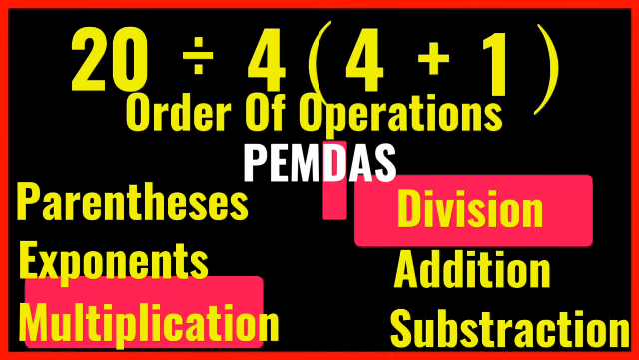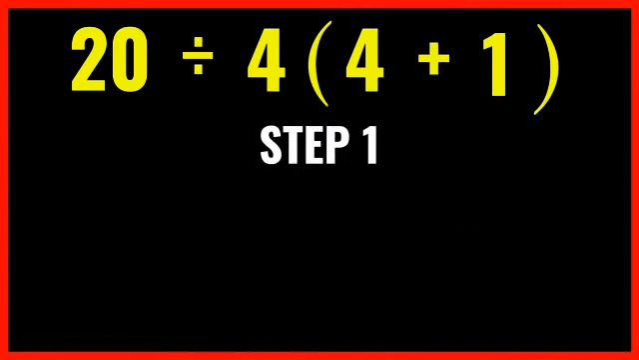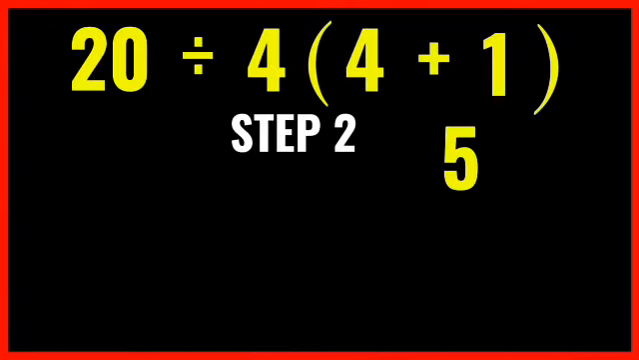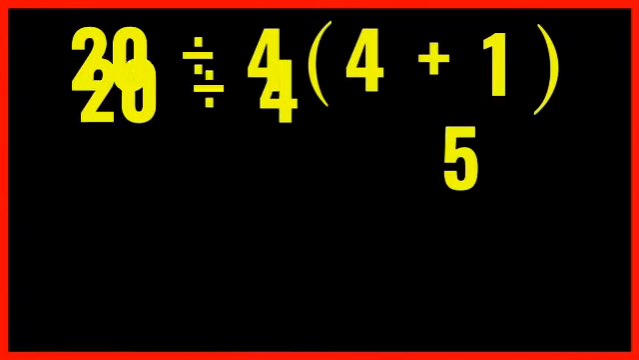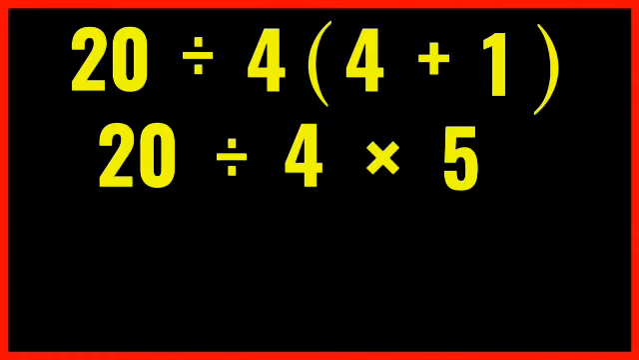Let's rewind and do it the right way. Step 1, parentheses first, 4 plus 1 equals 5. Step 2, now we are left with 20 divided by 4 times 5. Since division and multiplication have equal priority, we work left to right.